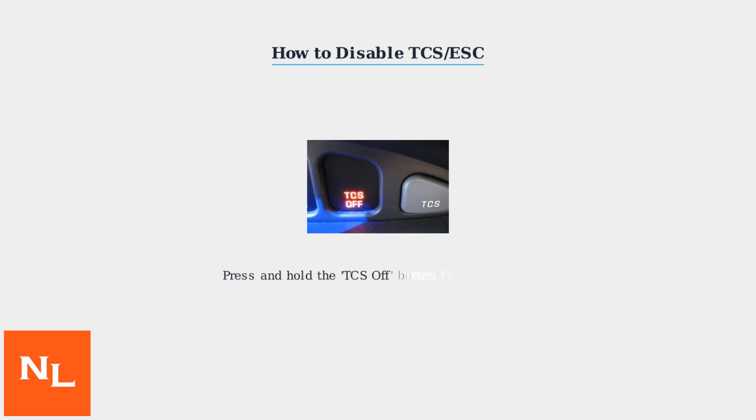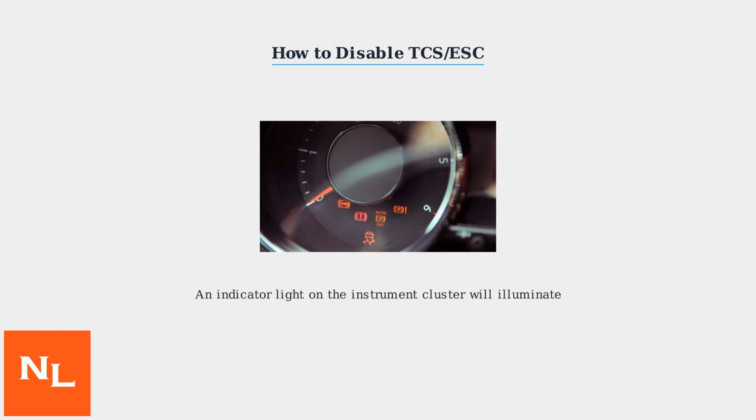To disable TCS and ESC, press and hold the TCS off button for about 2 to 3 seconds. An indicator light on the instrument cluster will illuminate, confirming that the system is off. Note that disabling TCS also disables ESC, as they are linked in the Ford Edge 2 system.